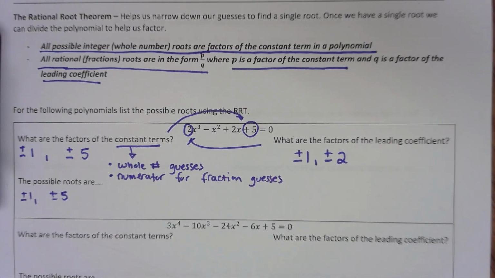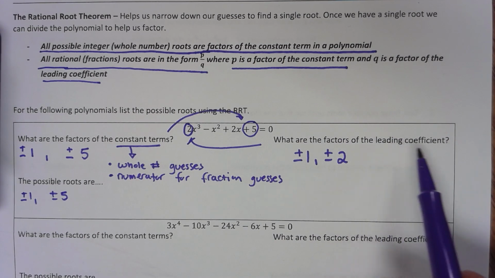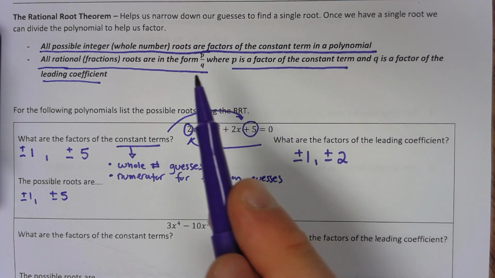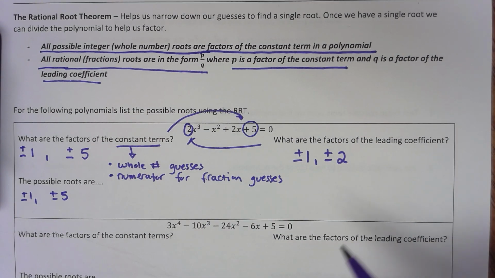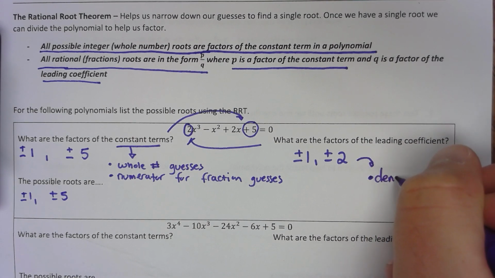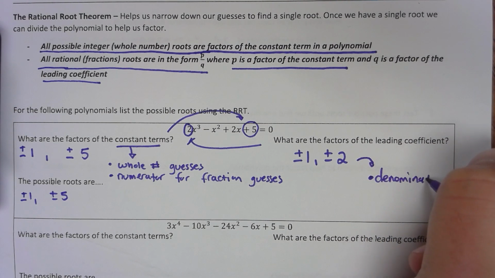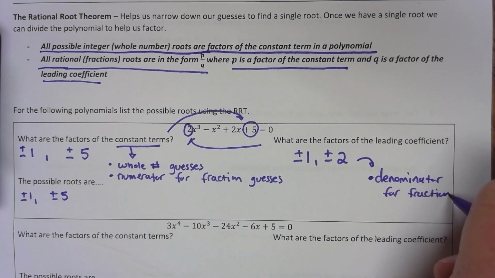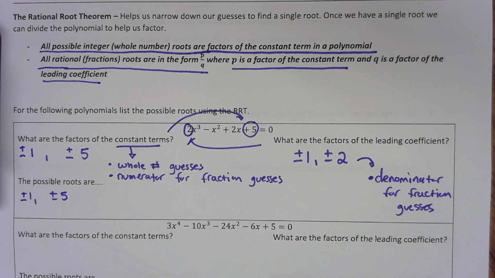Okay, so they're the numerators for the fraction guesses, which makes the factors of the leading coefficient, those values of q in the p divided by q, the denominators for fraction guesses. But those factors of the leading coefficient are never going to be the whole number guesses. The only whole numbers are factors of that constant term.